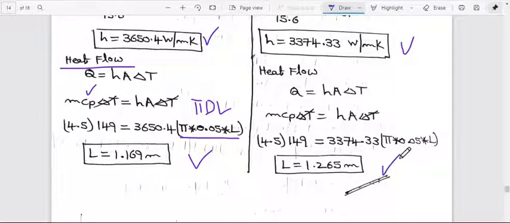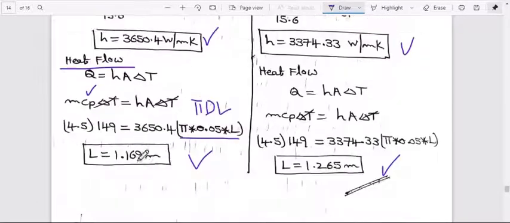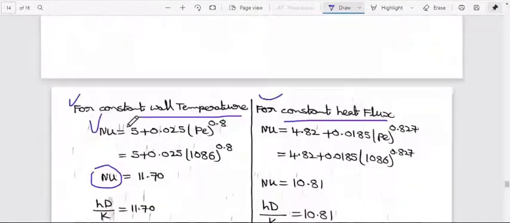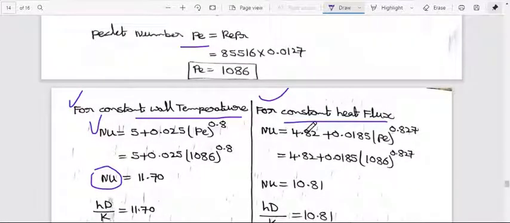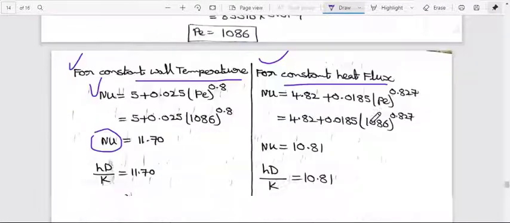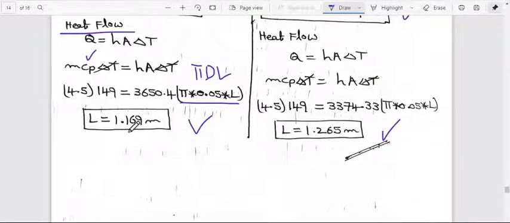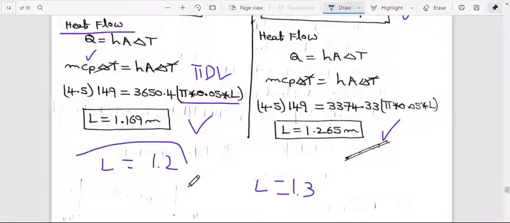So here this is the problem. In this problem we observed that the length for constant wall temperature is nearly equal to the length for constant heat flux. Because of that, here 1.169, so L equal to 1.2, and here L equal to 1.3. So these are similar values.